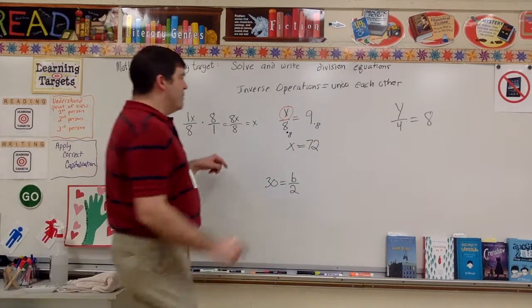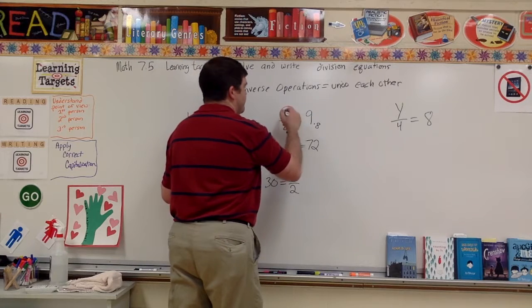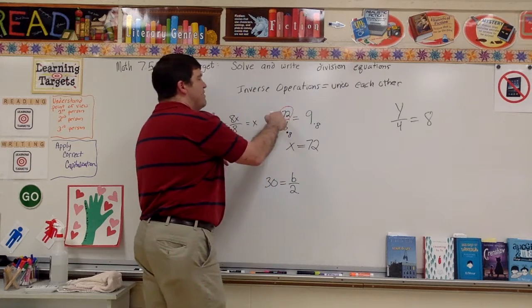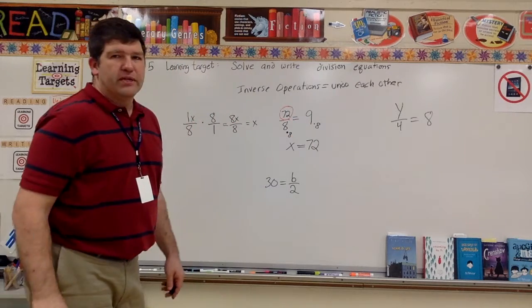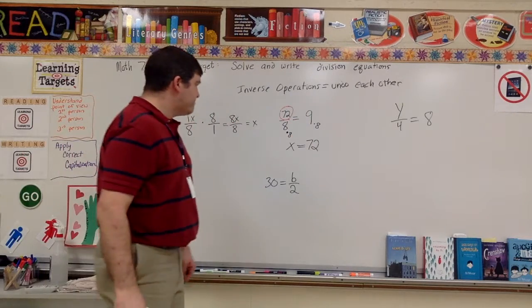Now I'm going to check it by putting 72 in here. 72 divided by 8, that equals 9. So I got it.